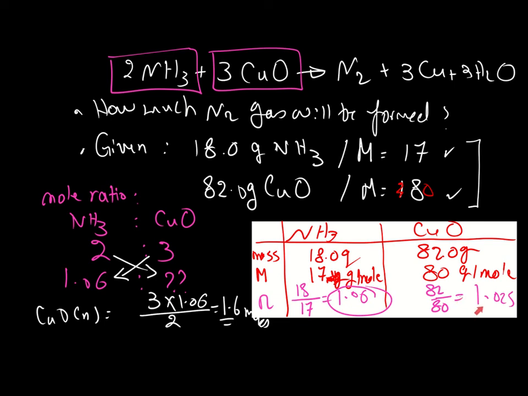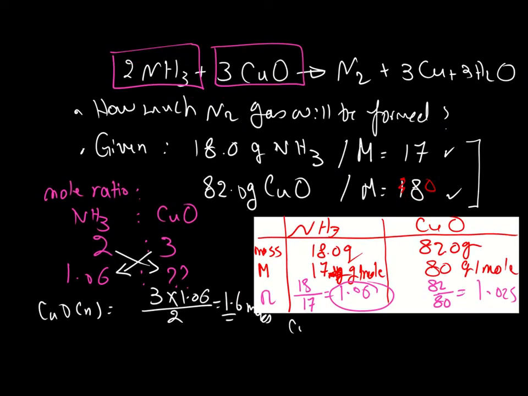1.025, which is less than the expected quantity to react perfectly. And this means that we have excess ammonia, and the copper oxide is the limiting reactant. So I will write here copper oxide is the limiting reactant because the amount given is less than what's required for the reaction. Limiting reactant. So this is the one that we are going to depend on to solve our problem. Our problem is to find the mass of nitrogen gas formed.